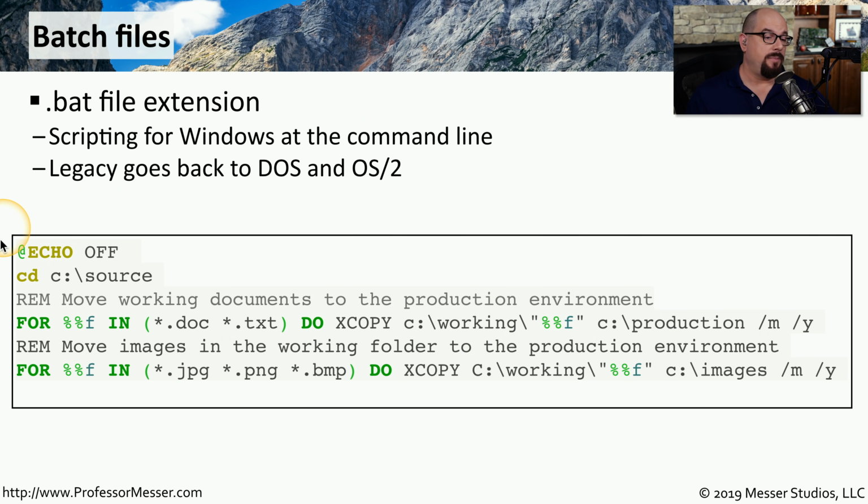In this script, for example, the batch file changes directory to a source directory on the C drive. It then checks to see if there are any doc files or text files, and if there are, it will XCOPY those files from the working directory to a production directory. The same thing occurs if it finds JPEG, PNG, or BMP graphics files, and it copies those as well from the working directory to the images directory.